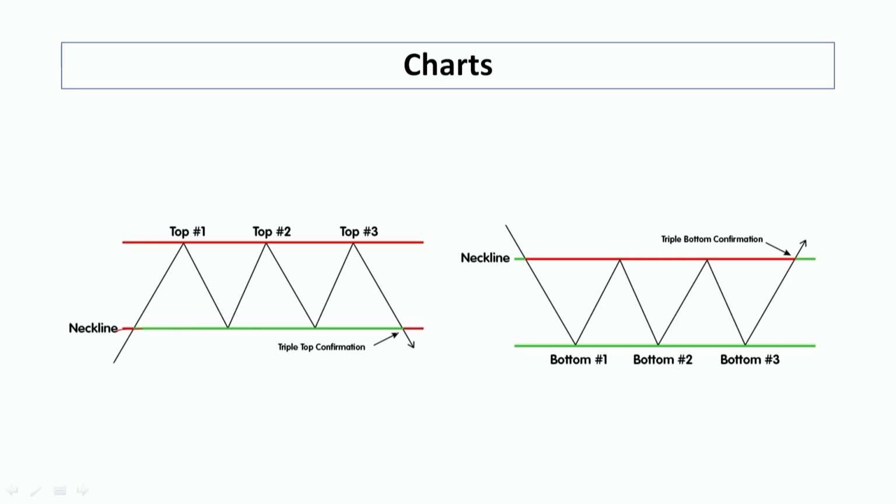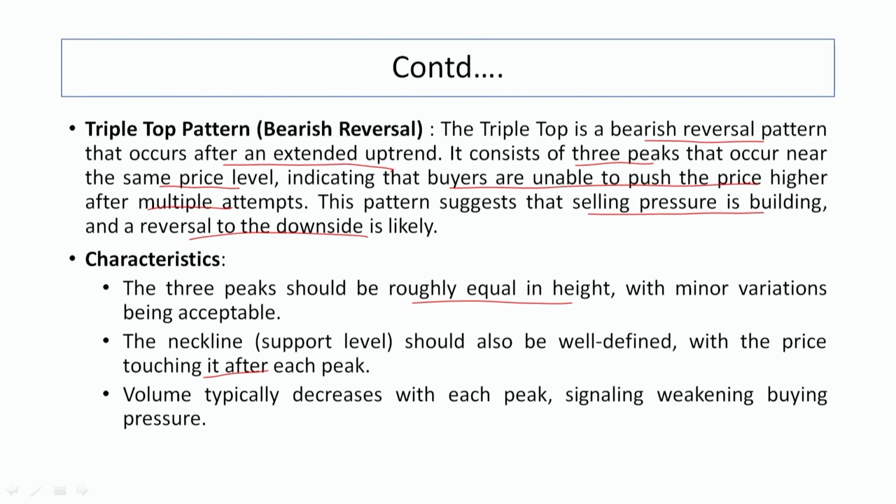Here it is mentioned that this neckline should be quite prominent, so there will be a break. The confirmation should be there because all the tops and all the bottoms are equivalent. Similar in case of triple bottom and triple top. And last, volume typically decreases with each peak, signaling weakening buying pressure on the market, and thus there is a bearish reversal in the market.